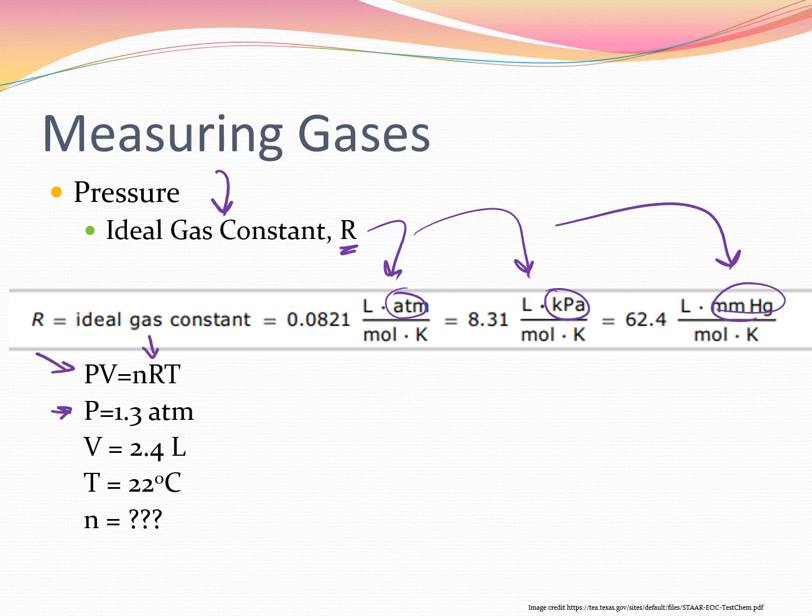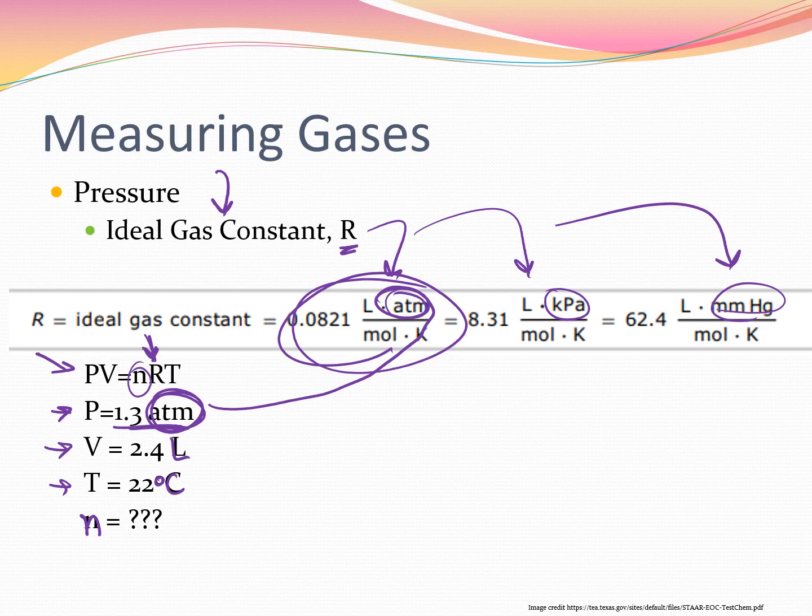If we're given a pressure of 1.3 atmospheres, a volume of 2.4 liters, and a temperature in degrees Celsius, and I want to find n, I'm going to need to plug in an R. What R do you think is the right R to use for this problem? Hopefully you're thinking probably the one that matches my pressure label, and you'd be right. So we're going to use this R value to solve this problem because I need the R value that has atmospheres in its label, because I have atmospheres in the problem.